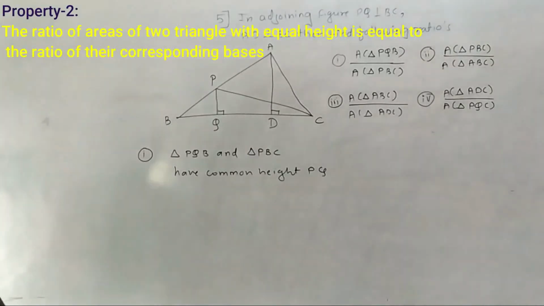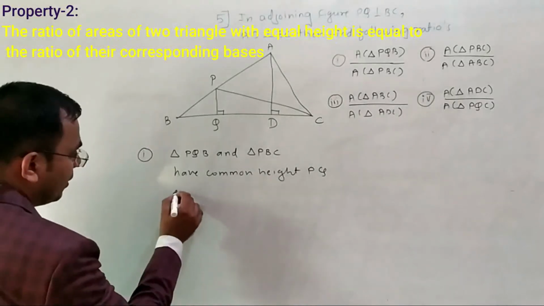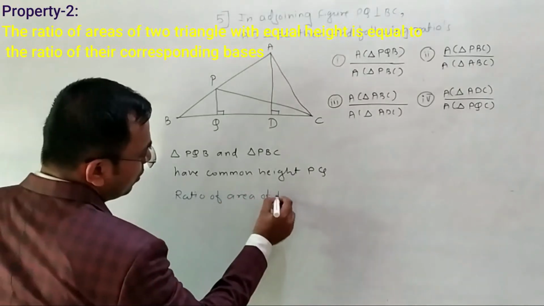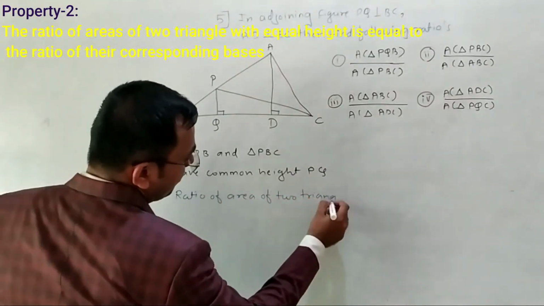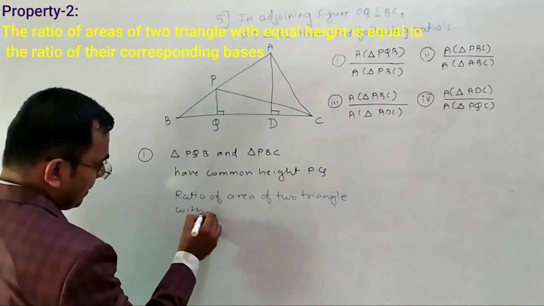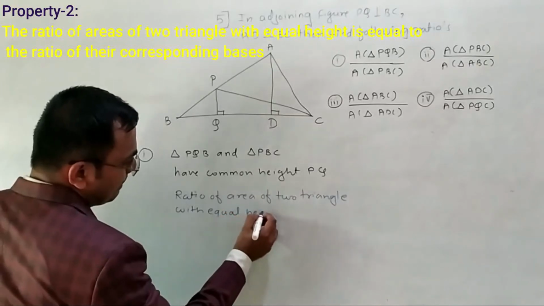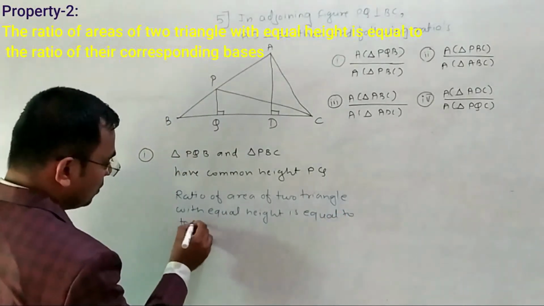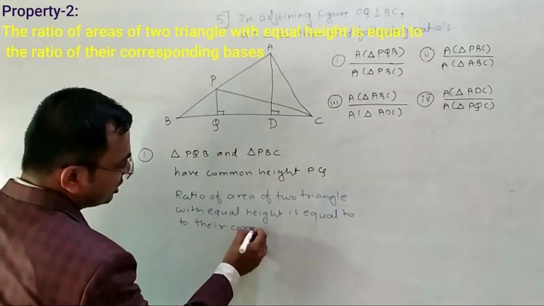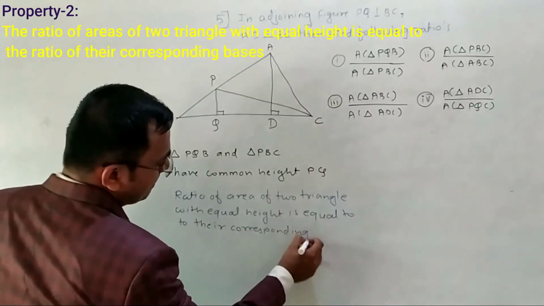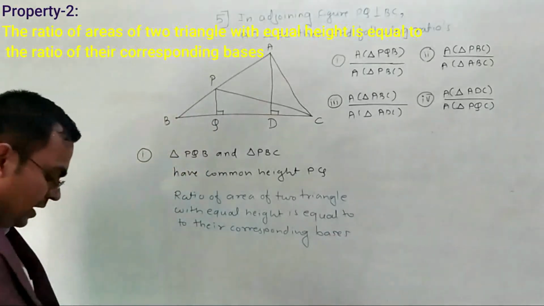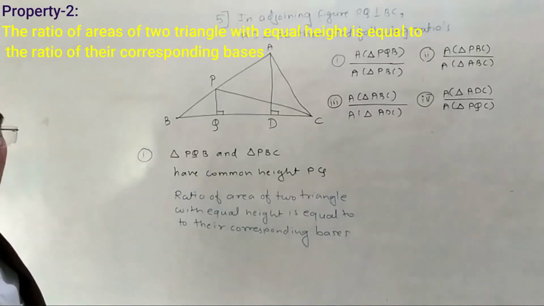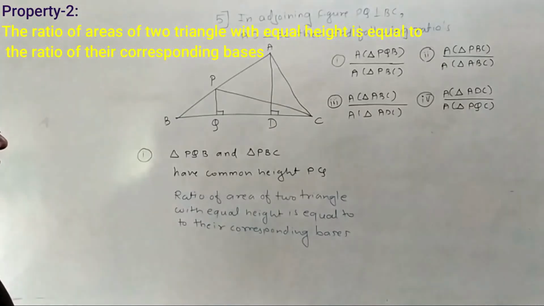By condition 1, ratio of area of two triangles with equal height is equal to their corresponding bases, means जिस ट्रायंगल का हाइट इक्वल होता है उनका एरिया का रेशियो उसके करस्पॉन्डिंग बेस के इक्वल रहता है.